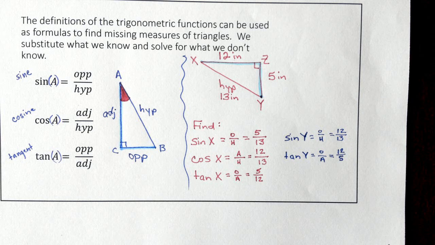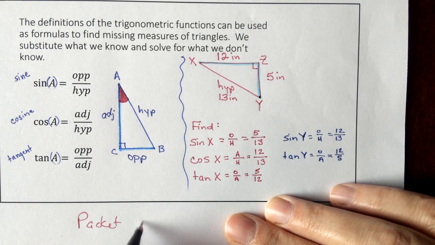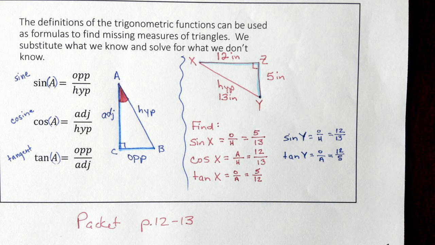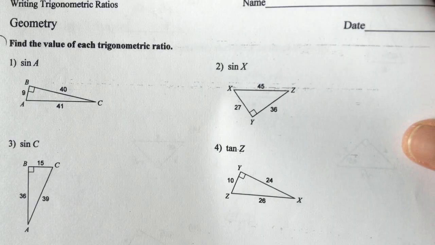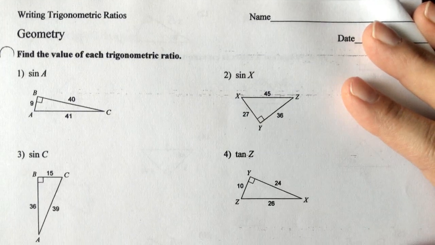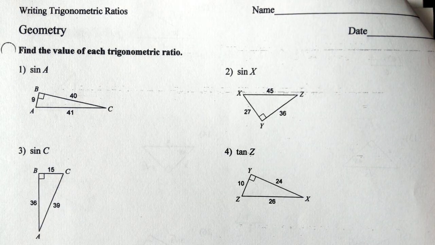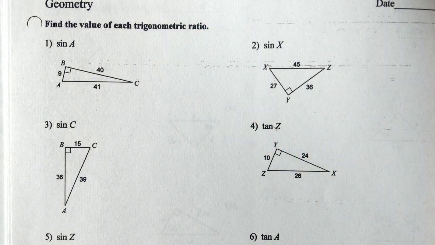So let's finish this up by taking a quick look at today's homework. Today's work is in your packet, pages 12 and 13, which is the first half of the worksheet. We'll finish it up on Friday. Get a little extra practice. I'm going to skip to the actual picture of the worksheet, and it's just a writing trig ratios worksheet. On this worksheet, you're just doing one ratio at a time, instead of doing a whole list of them. So we'll do a couple of them together, and then I'll leave the rest for you to do.